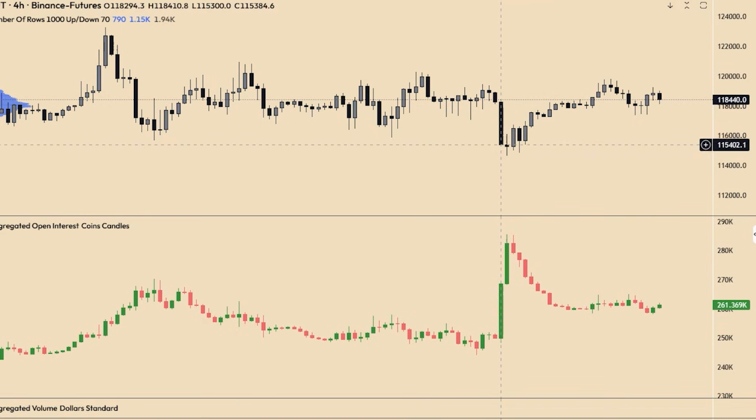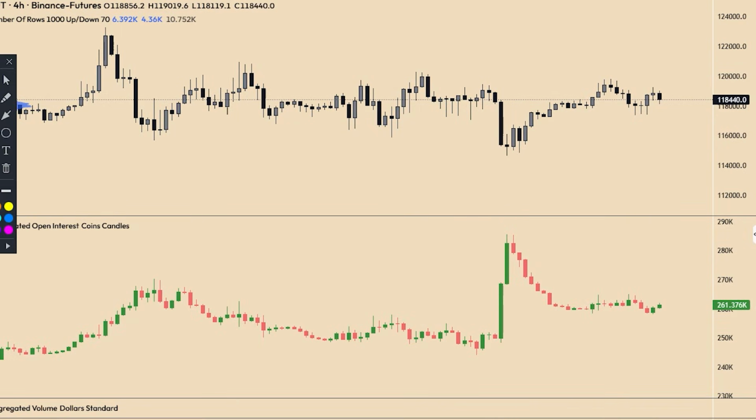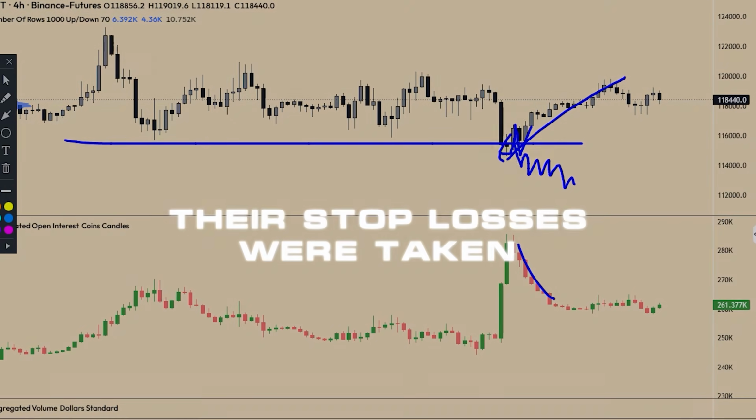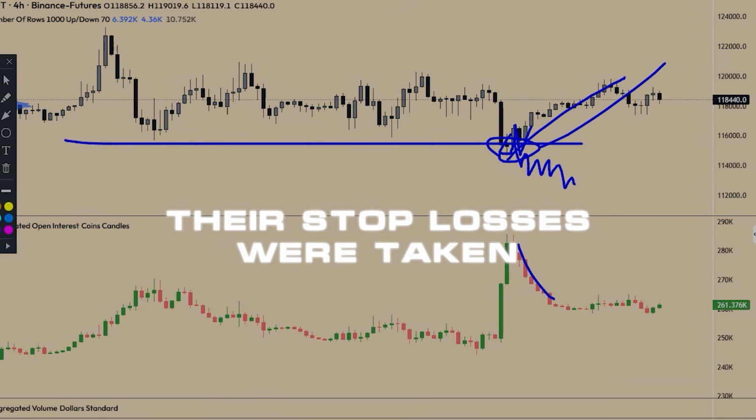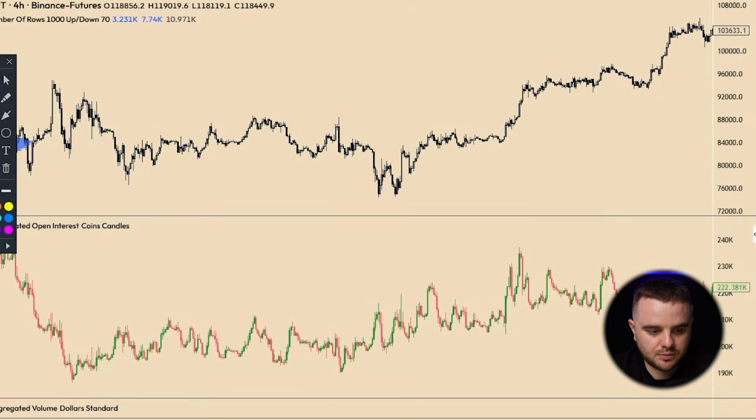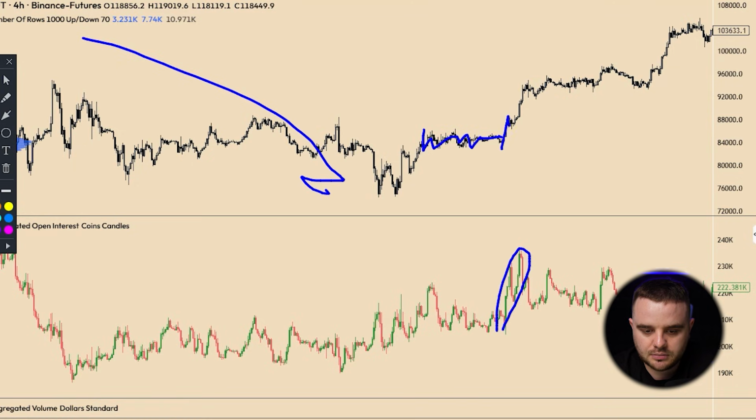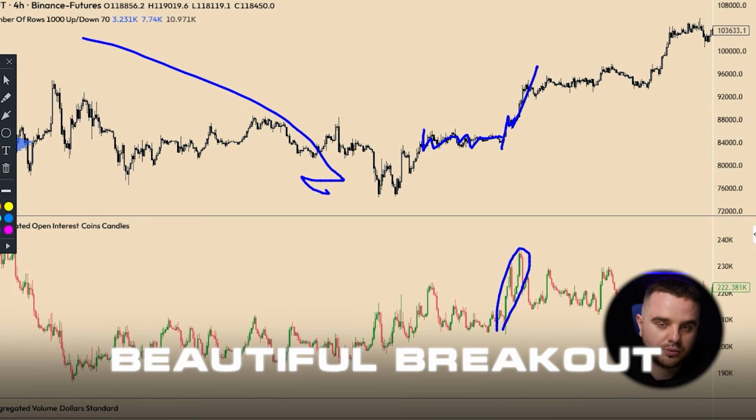You can see a massive rise of open interest into the low, and price failed to make even lower lows. You can see the structure immediately broke, and price went back and took stop losses, which means people who tried to short here, their stop losses were taken. Even here you can see what price did: quite a significant drop, price consolidates, open interest started to build up, and what they do, a beautiful breakout.